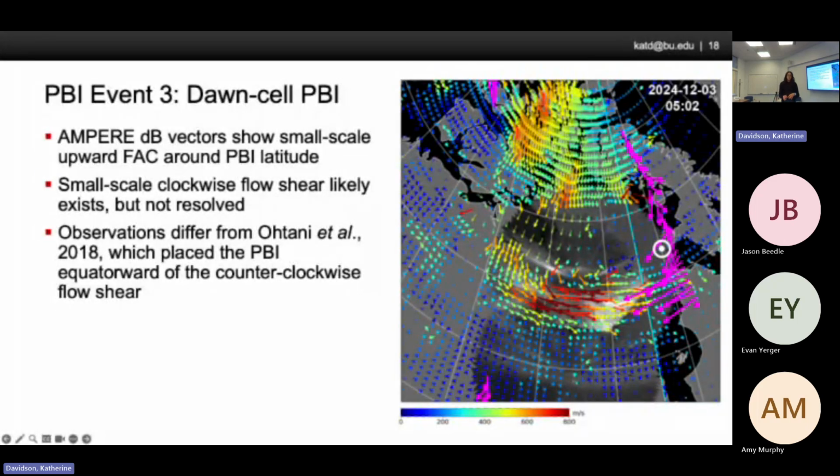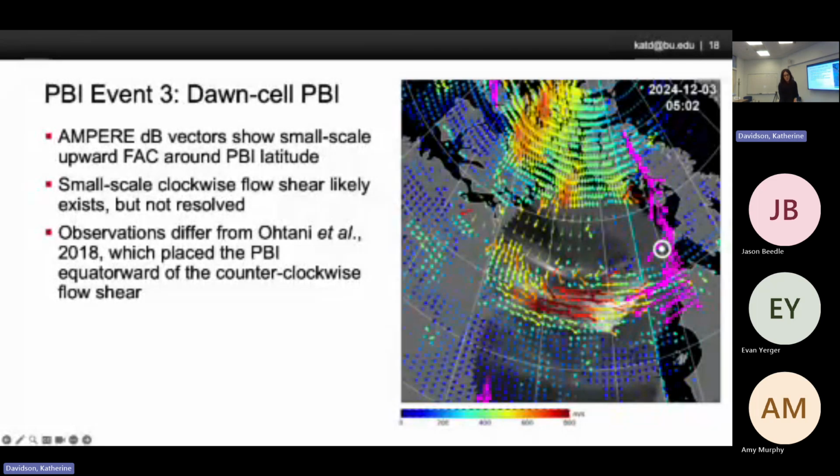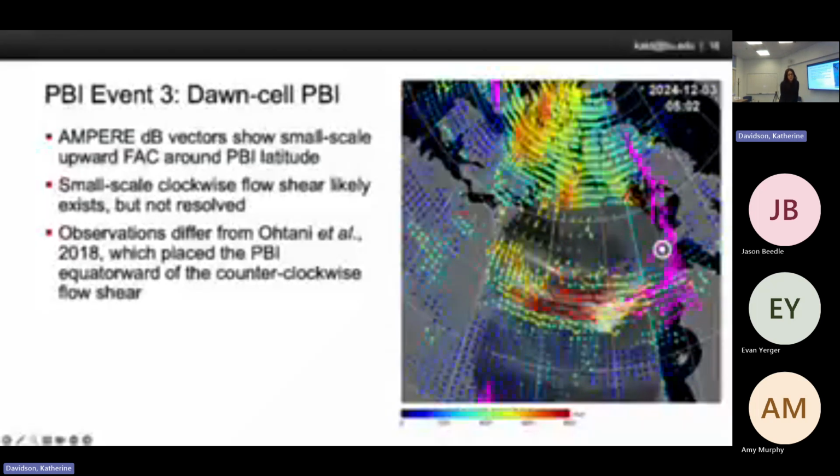So we should likely see a small scale clockwise flow shear around this PBI, as you would expect from an upward field-aligned current, but it might just be too small for even our convection resolution to capture, or we do have some lack of echoes right around the PBI location.